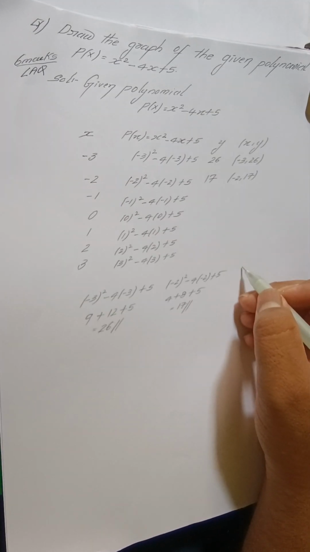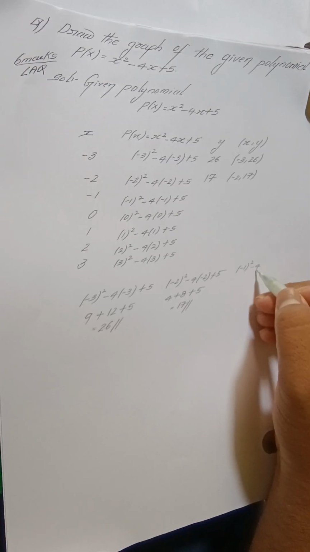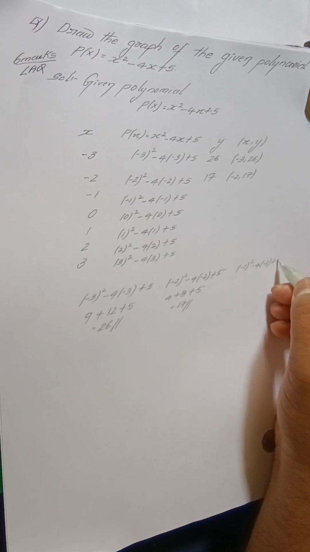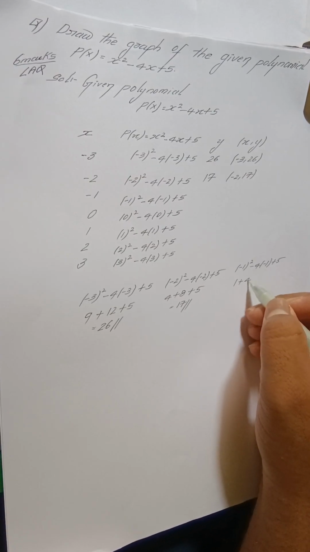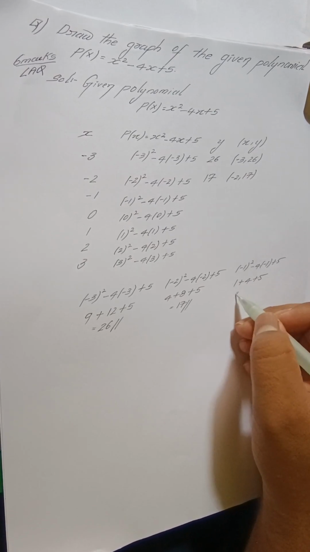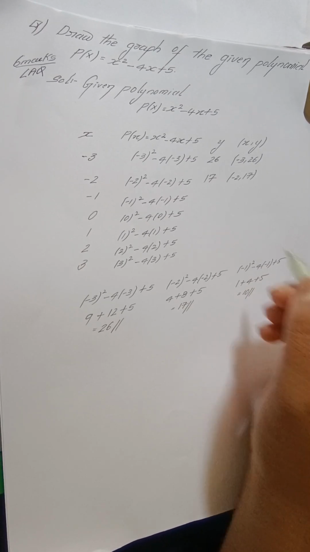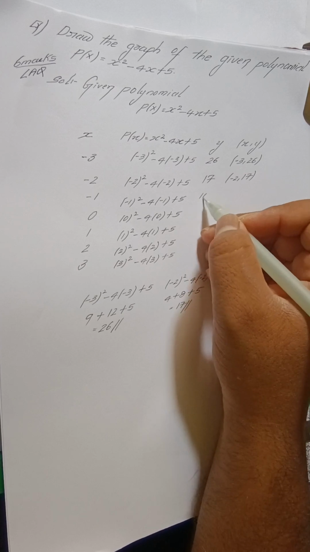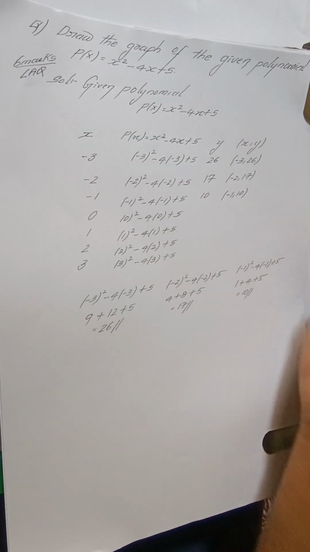Now let us move to the third one. The third point of x is minus 1 square minus 4 times minus 1 plus 5. Again this will become plus, 4 ones are 4, plus 5. So this will be my 10: 4 plus 1 is 5, 5 plus 5 is 10. So for minus 1 I have got the value 10, and I will take the point minus 1 comma plus 10.